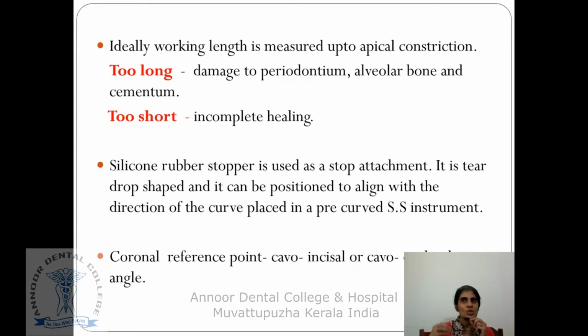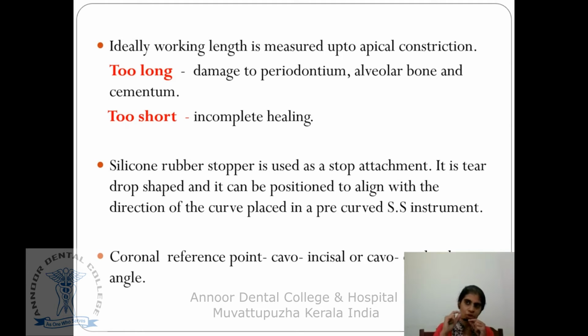And let's see, how do we determine a working length? For working length determination, we require a file or a reamer, and this file or reamer will have a silicone rubber stopper, which is used as a stop attachment. And if you look properly, some of these rubber stoppers are circular and you also have teardrop shaped rubber stoppers. The advantage of a teardrop shaped rubber stopper is you can align it based on the curvature of the root canal.